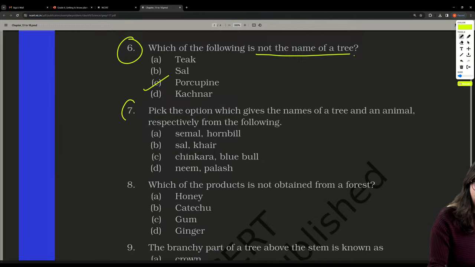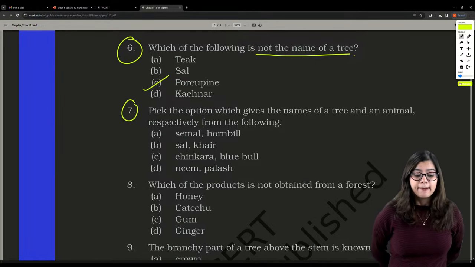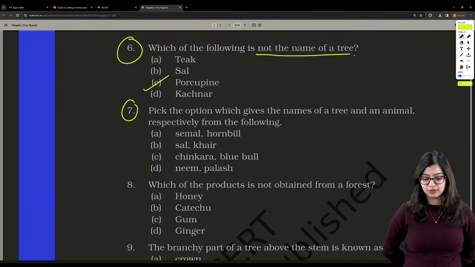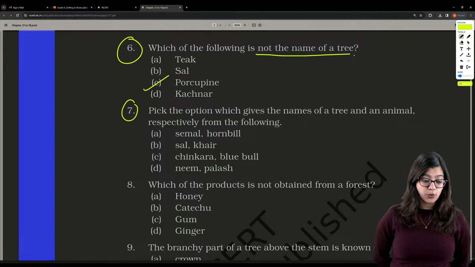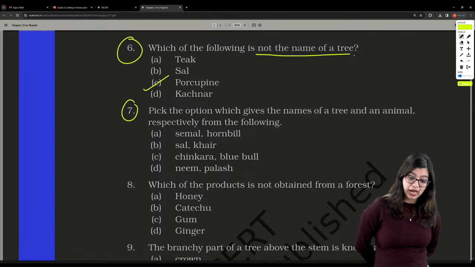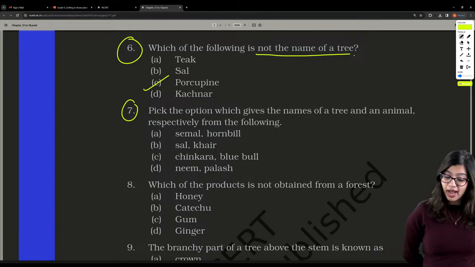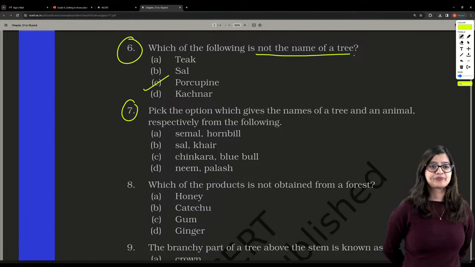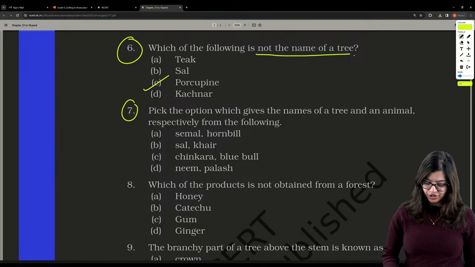Easy. Now let's have a look at question number 7. Interesting. Pick the option which gives the name of a tree and an animal respectively from the following. So this is question number 7. Is it semal and hornbill? Is it sal and khair? Is it chinkara and blue bull? Or is it neem and palash? What is the answer to this particular question?